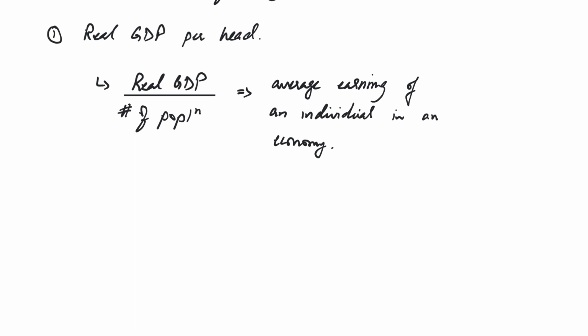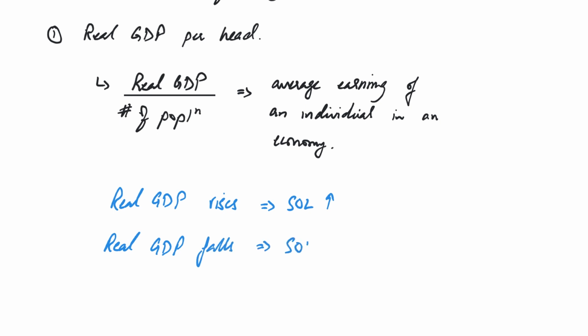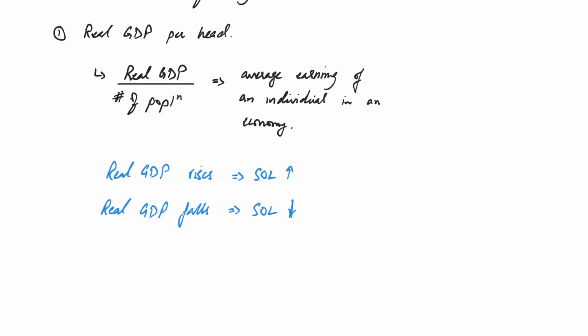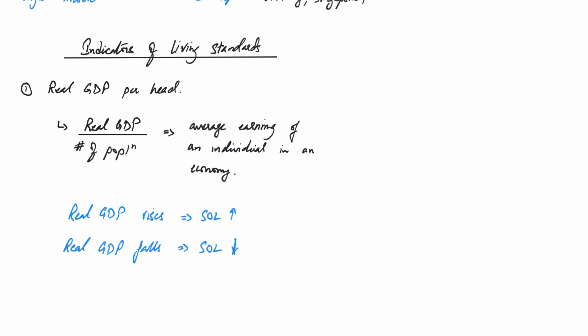Now, obviously, what we say is that if real GDP rises, we assume the standard of living is going to rise because people will be able to produce more, earn more, spend more. And on the other hand, if real GDP falls, then the standard of living should go down because the incomes are going down, affordability is going down, and things are not so good. So we can talk about the advantages and disadvantages of this as well over here only.